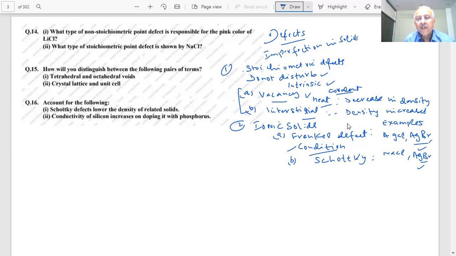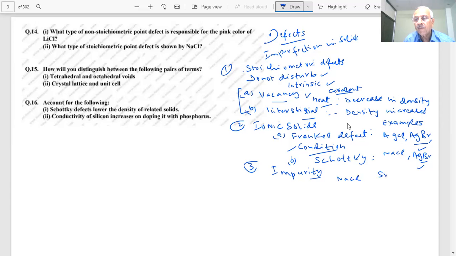What are impurity defects, students? Sir, impurity defects are those defects in which the vacancies are created due to the addition of aliovalent ions. Example? Example will be NaCl and SrCl2.